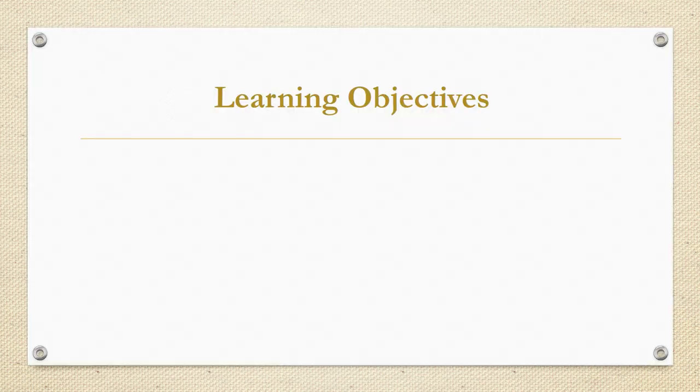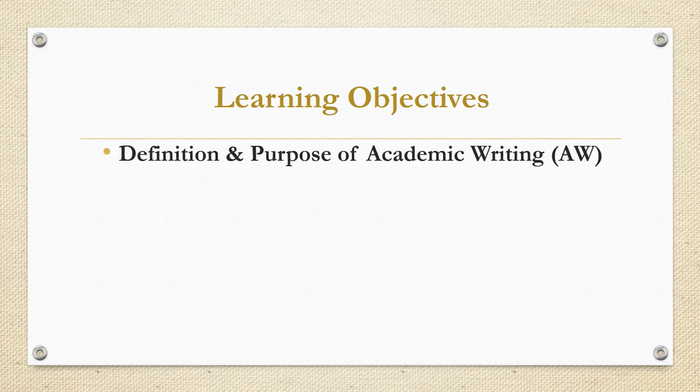So the key learning points or the learning objectives of today's presentation are that I will define and tell you the purpose of academic writing. And for the sake of brevity, I have given the two letters A and W, meaning academic writing, so that in the future slides you should understand what A and W means.